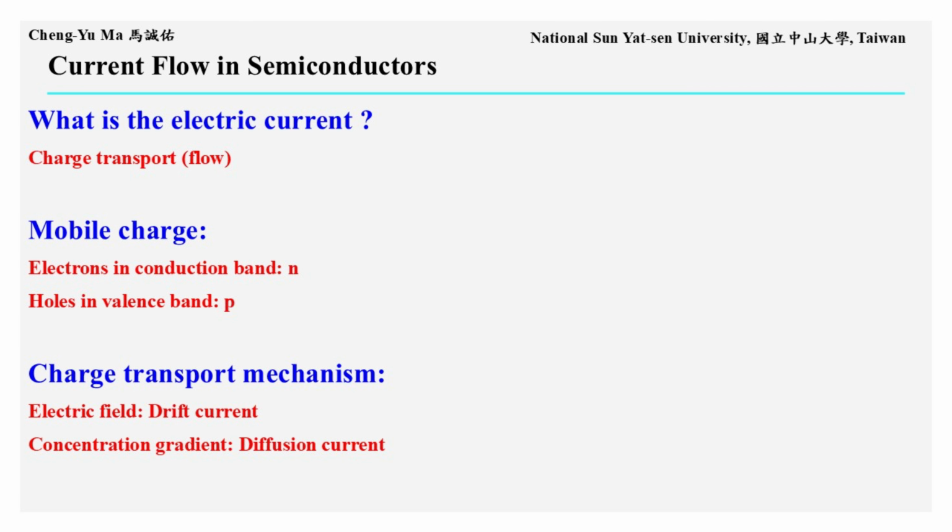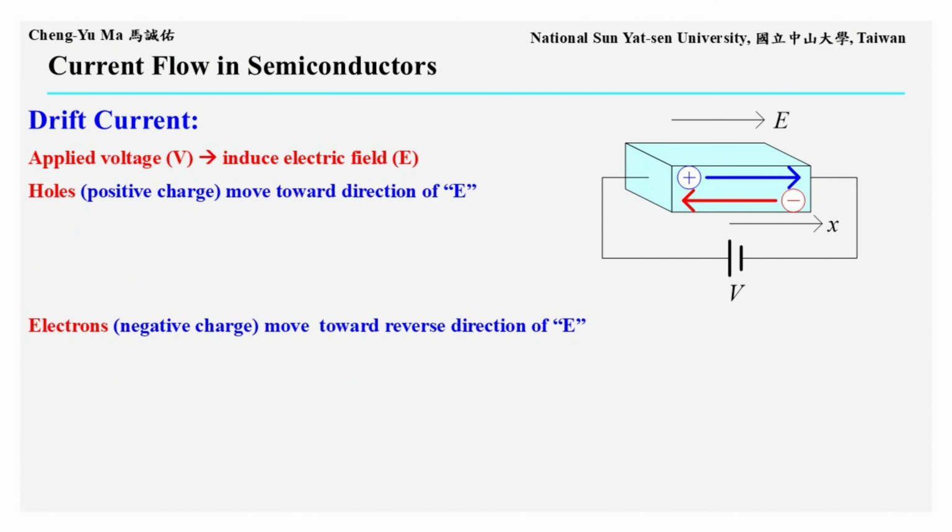Another mechanism that makes charges move is caused by non-uniform charge distribution in space. This non-uniform concentration creates a concentration gradient and leads to diffusion. The current produced by charge diffusion due to non-uniform concentration is called diffusion current. First, we introduce drift current.